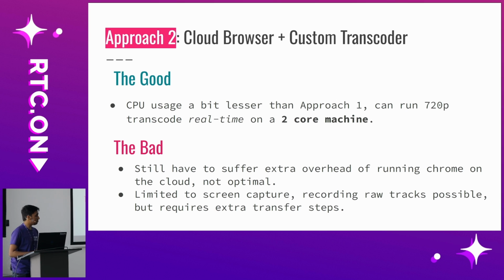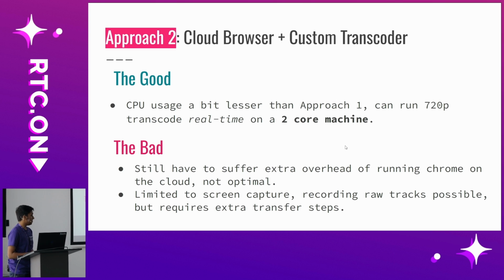So the good part about this is if you tweak those options on the transcode process well, you can actually get the usage down all the way to 2 cores. That is again for a 720p recording. So that's something we could use to reduce our server costs a bit.